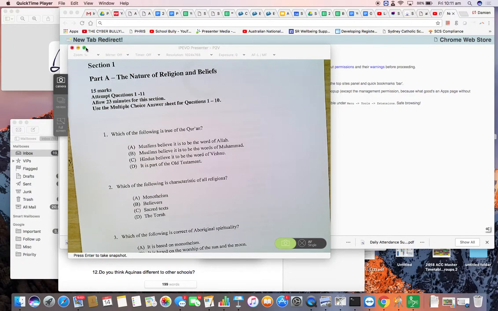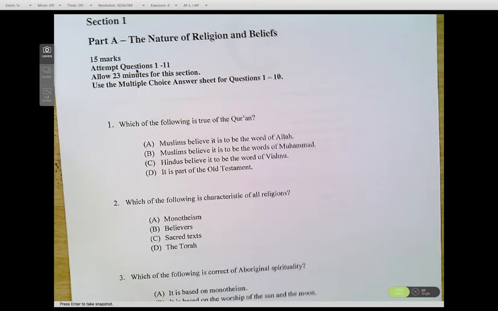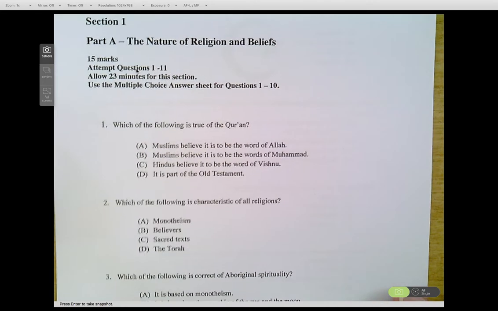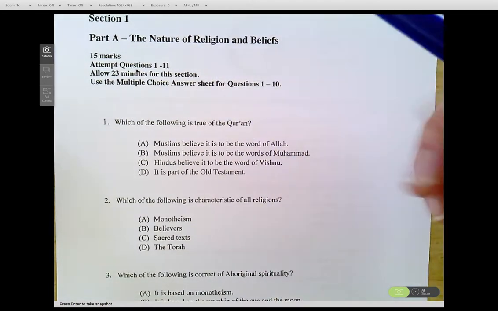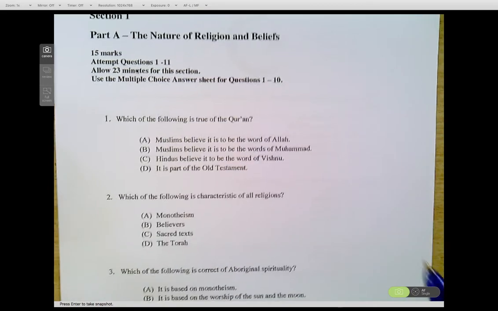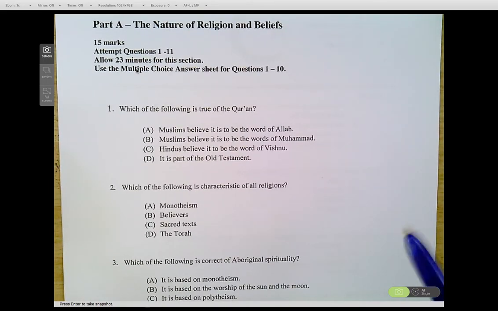Okay, so this paper that you've got in front of you is a hybrid of a paper that was done at another school a few years ago. So this goes through the same process that I explained in the previous video. So section 1, you'll get multiple choice questions, just the same type of ones as what you've got here, all right? This section we said was on nature of religion and beliefs and Aboriginal spiritualities.